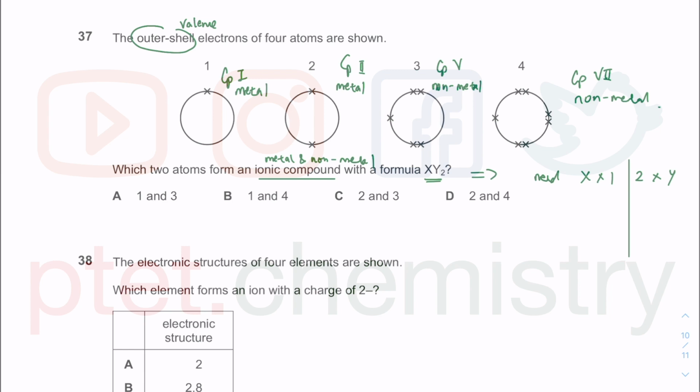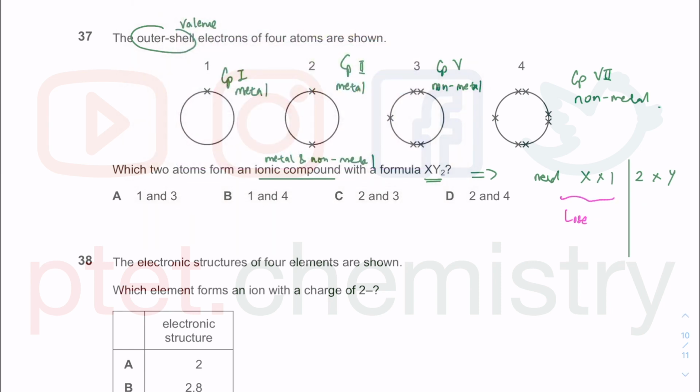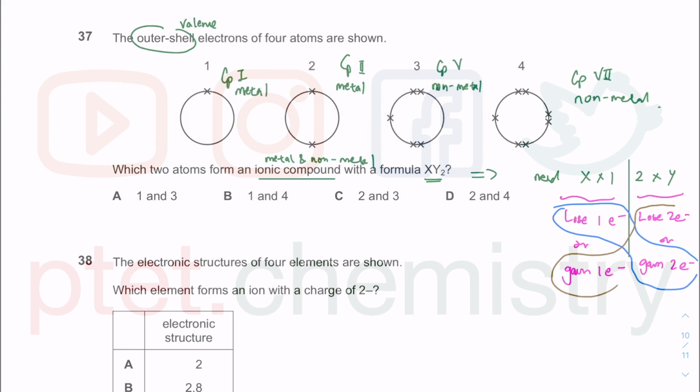So we need something that either loses 1 electron or gains 1 electron. And then we need something that will lose 2 electrons or gain 2 electrons. And we cannot have 2 and 2 together like this. So we have to think about the partner. The partner could be one that loses 1 electron and another that gains 2 electrons, or the other partner could be that way around. Doesn't matter which way around, but they've got to match like that.